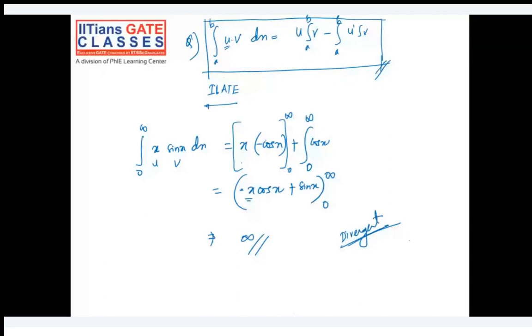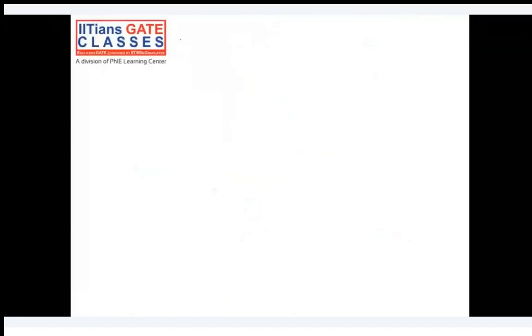Let me give you some more questions. Integration -1 to 1, under root of 1 plus x divided by 1 minus x, dx. Solve this question. Think on it. How will you solve it?